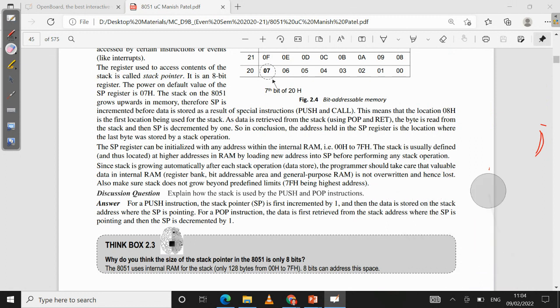So stack pointer is important. Stack is important. Stack pointer का address यानी आप 00 से 7F तक ले सकते हो, but usually we take it from the general purpose register. Okay, so that is the importance of general purpose register.